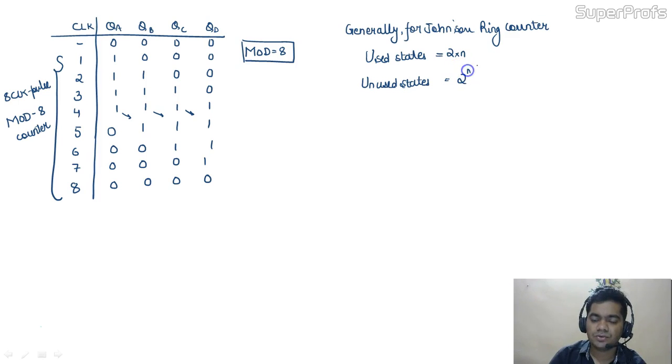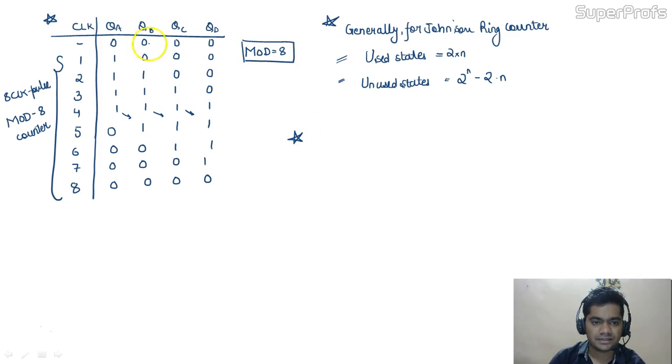Total states would be 2 raised to power n. So if there are 4 flip-flops, then using a binary counter we would have 16 states, but in this Johnson's ring counter we are having only 8 states. So the unused states would be 2 raised to power n minus 2 into n. Okay, so these are used states and unused states. So this point is also important. Now we are going to see the next important point.